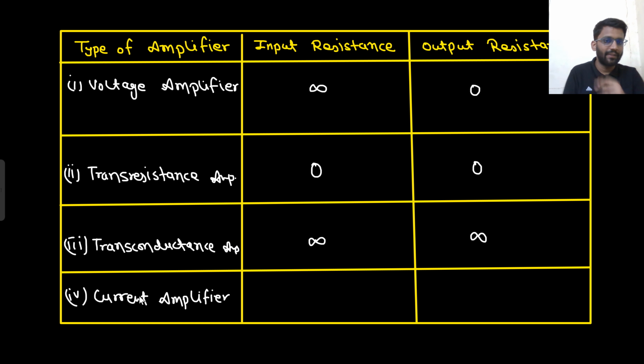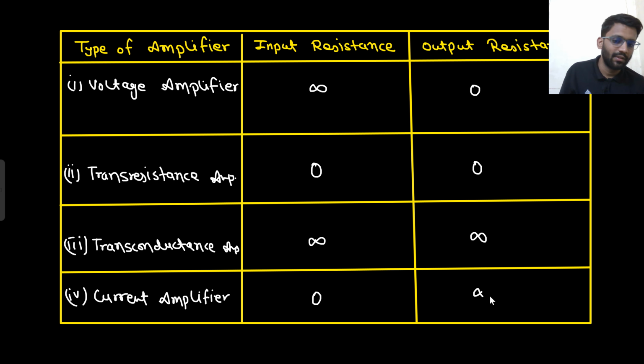Now what about current amplifier? What is current amplifier? In the current amplifier, input will be current and output will be current. Now input is current. You want maximum current in the input. That means you want your Rin to be as low as possible so that the maximum current is coming. So Rin should be as low as possible. What about output resistance? You want maximum current in the load. So you would want your R0 to be as high as possible so that no current is going towards the output. So it should be infinity.